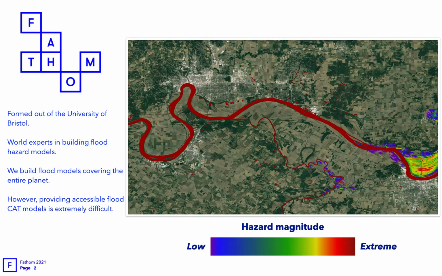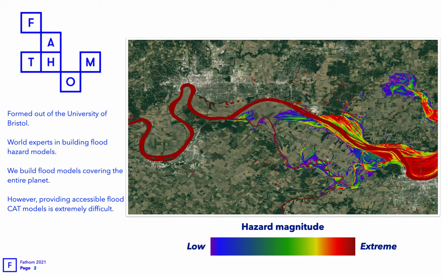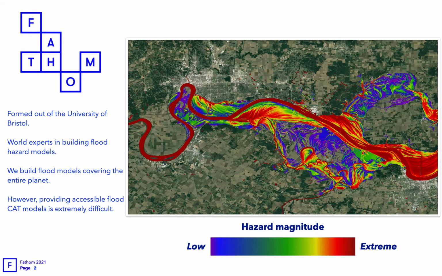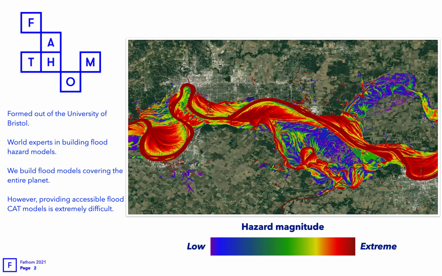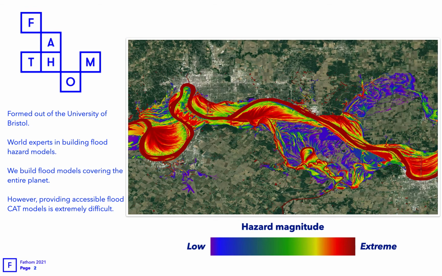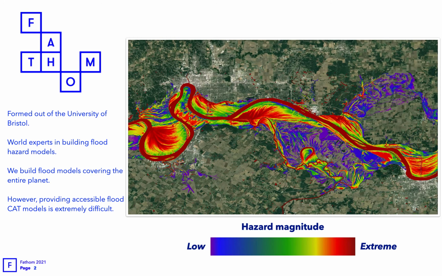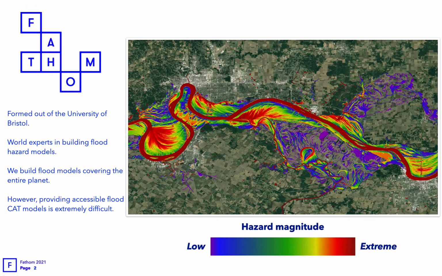Fathom was formed out of the University of Bristol in the UK. The university itself is one of the leading research centres in the world developing computational flood models. I moved to the university over 10 years ago now to work on the kinds of models that you can see on the screen. I was fascinated then and now by the development of these computational flood models that can represent the physical processes of flooding with incredible detail.